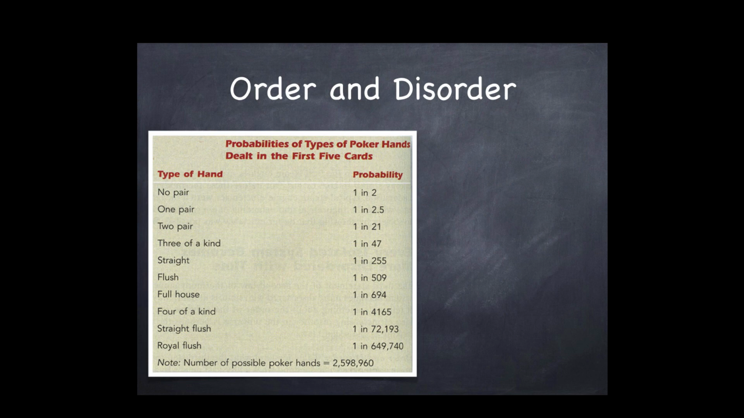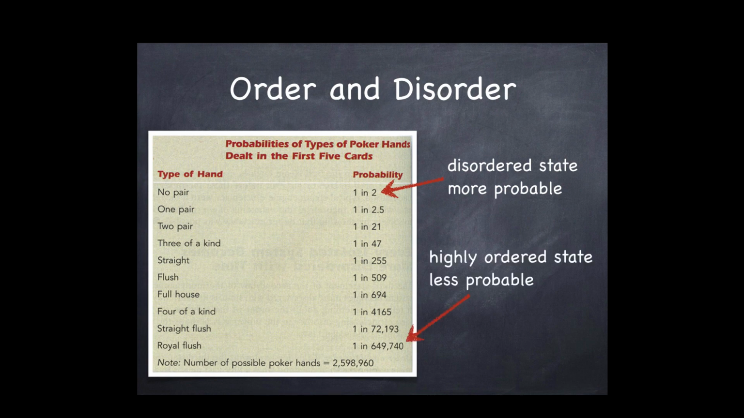All right, so let's talk entropy. Entropy is sort of a measure of order and disorder. Let's think about this in terms of poker. What's more likely, an ordered state, meaning something crazy like a royal flush, or a disordered state, meaning having no pair or one pair? If you've played any kind of poker or cards, disordered states are much more probable. It's really easy to get a hand that doesn't have any significant pairs. It's really hard to get a hand like a royal flush.